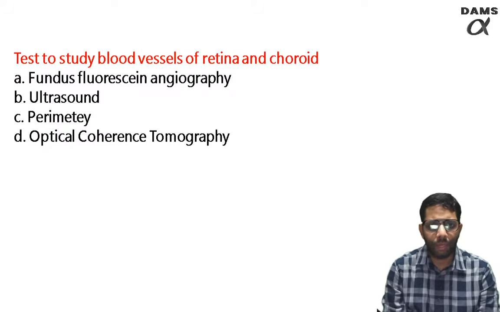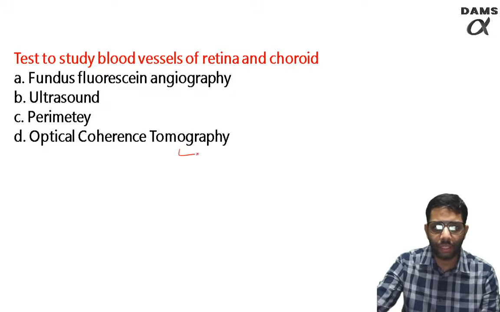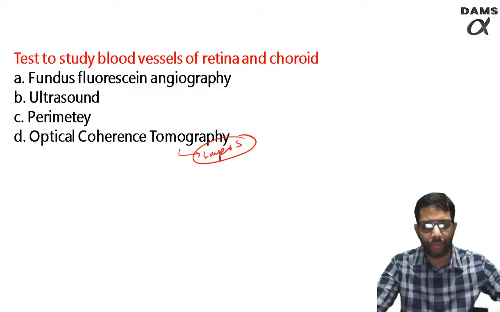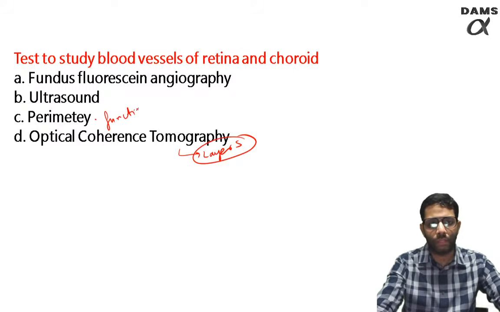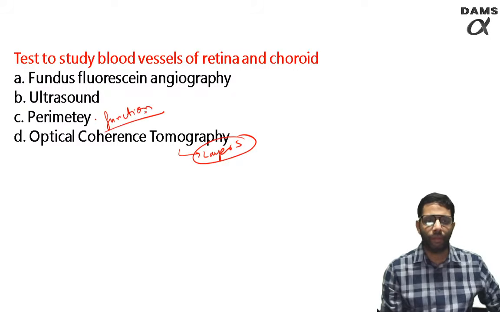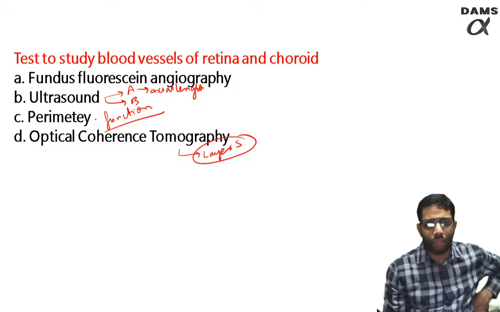Now, test to study the blood vessels of the retina and choroid. Now there was a question, test to know the layers of the retina in vivo. For the layers of the retina, particularly the central retina, that is optical coherence tomography. Perimetry tells about the function of the retina. Why? Because it tells about the visual fields, and visual field is all because of retina. Ultrasound can be A and B scan. A scan tells about the axial length of the eye, which is useful before cataract surgery, and B scan is used for posterior segment evaluation when there is a media opacity.